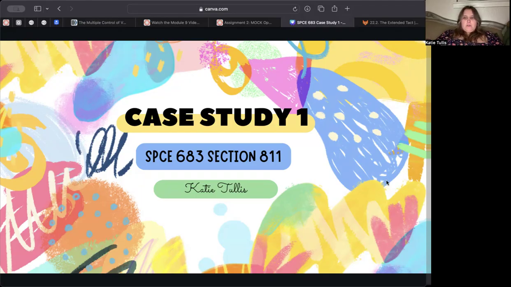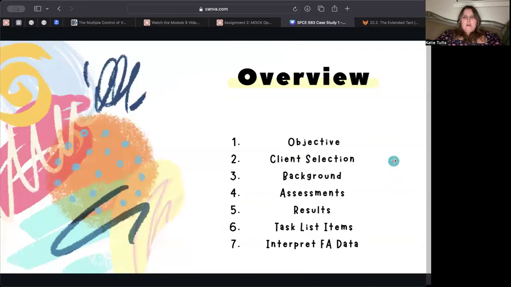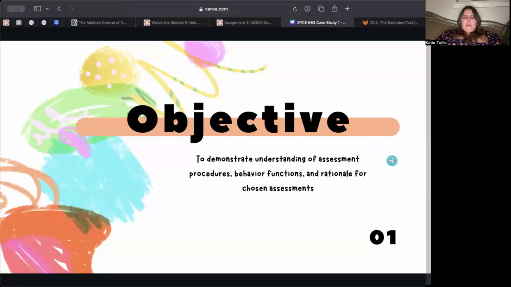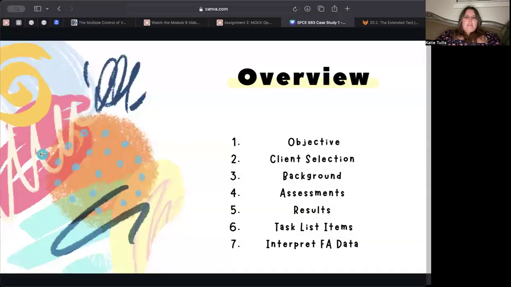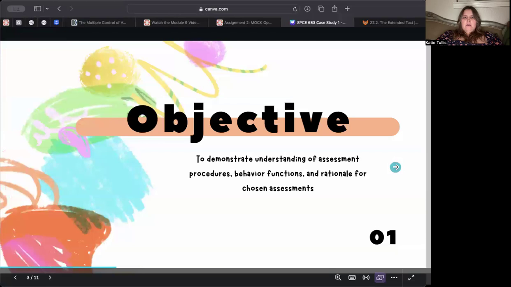I am here to talk about a client of mine that I've been working with this past semester. The objective of this presentation is to demonstrate understanding of assessment procedures, behavior functions, and rationale for chosen assessments. So basically, we're going to walk through the client selection, background, the assessments that were chosen, the results, and how this ties back into the task list items.